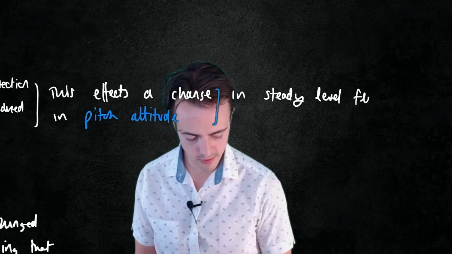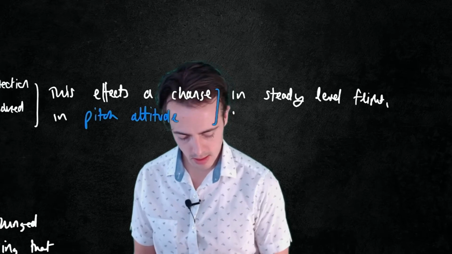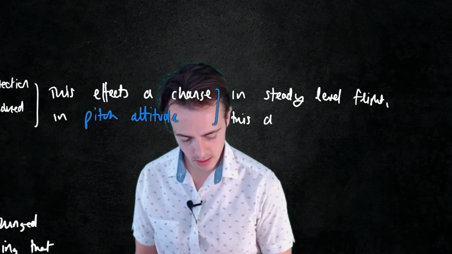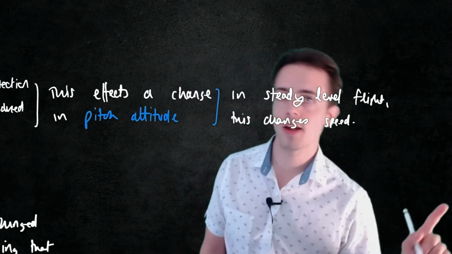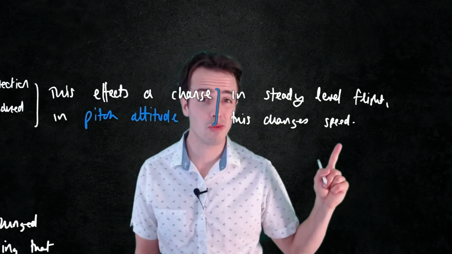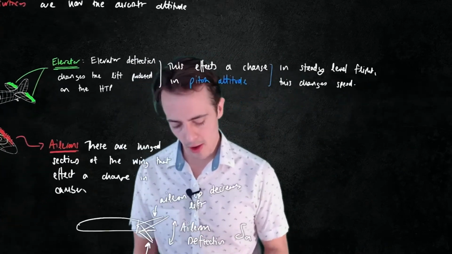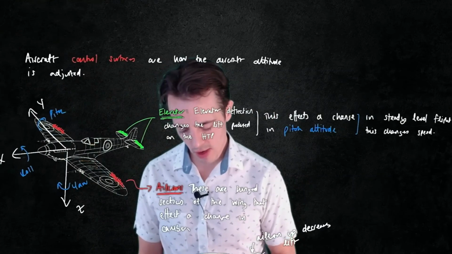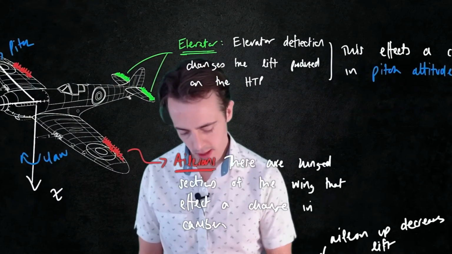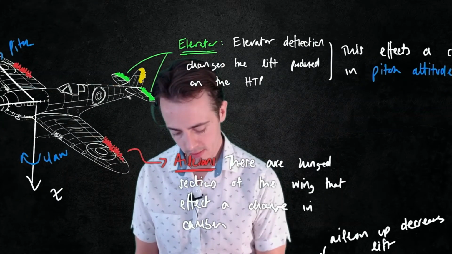And so in steady level flight, this changes speed. And if you've ever flown in a glider, you'll realize the significance of this as well. Okay, so that's the elevator done, ailerons done. Let's talk about the rudder now. So the rudder is the only one that we've not spoken about yet.